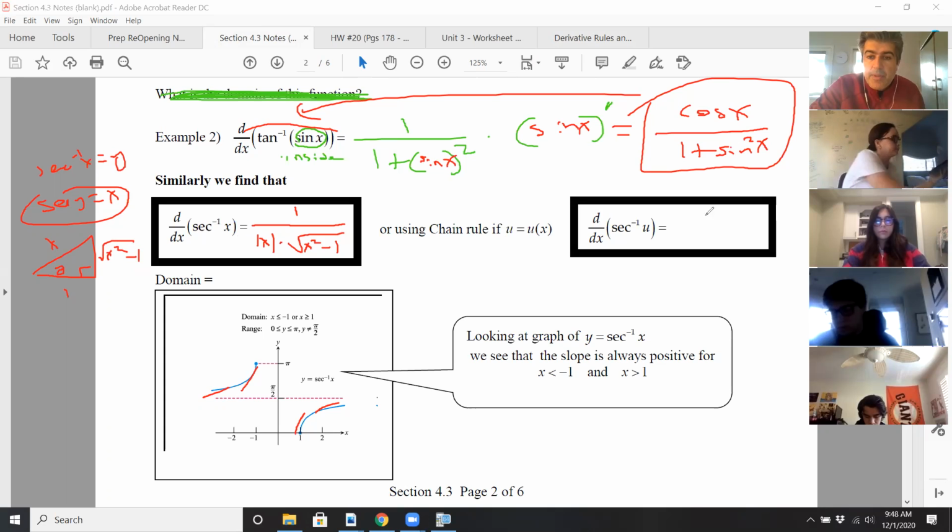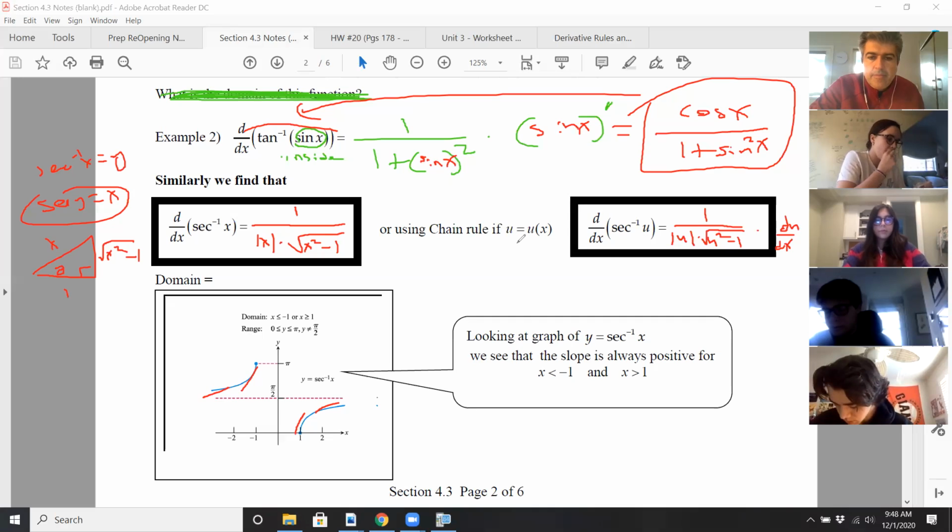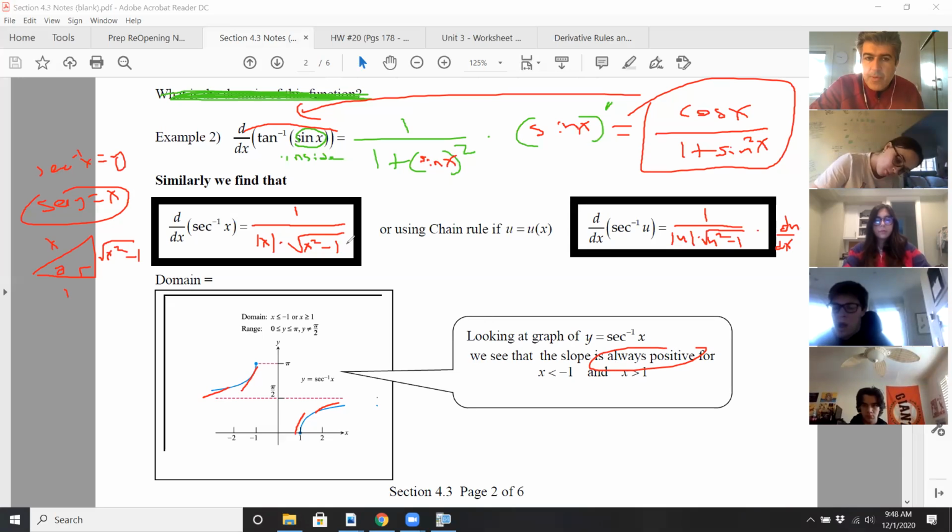And if you do a chain rule, it'd be 1 over the absolute value of u times square root of u squared minus 1, but then times d over dx. Again, it's always positive, so that's why we have the absolute value around x. And of course, the square root of x squared minus 1. And there is a domain here that we have to stick to. Again, I'm not going to get into all the semantics there.